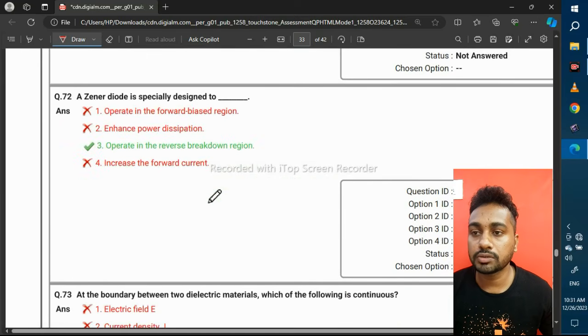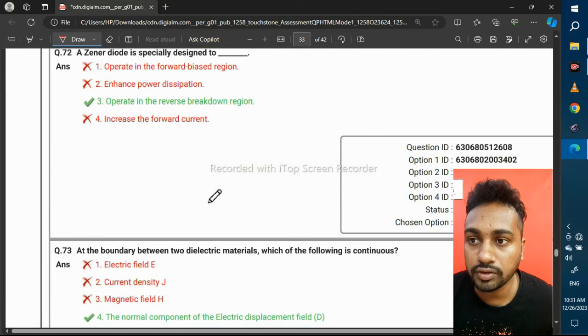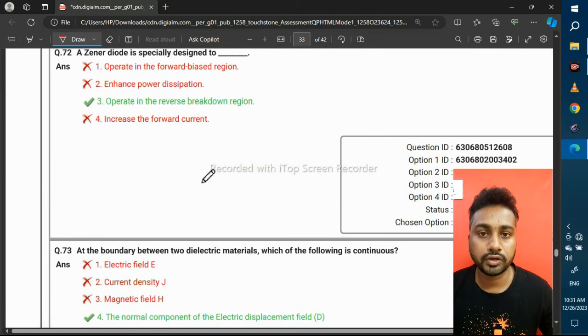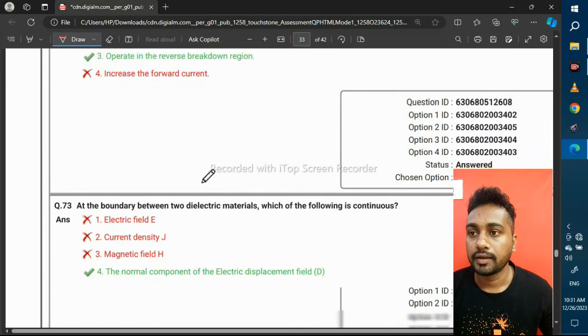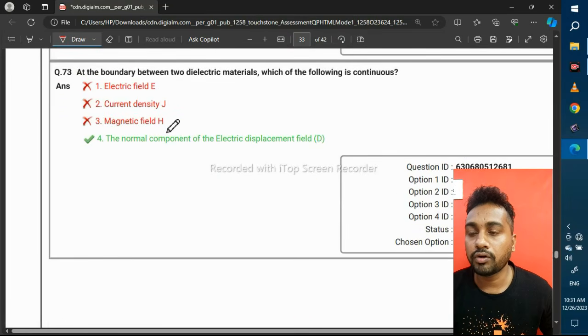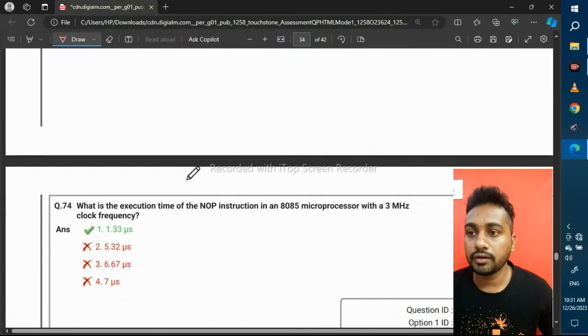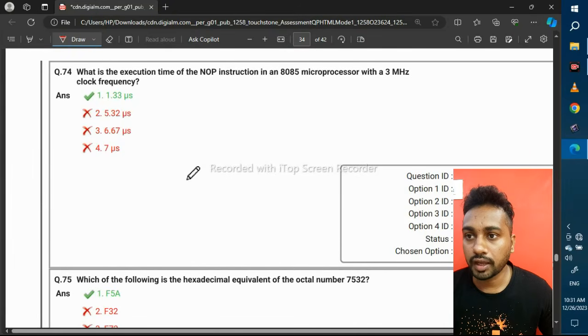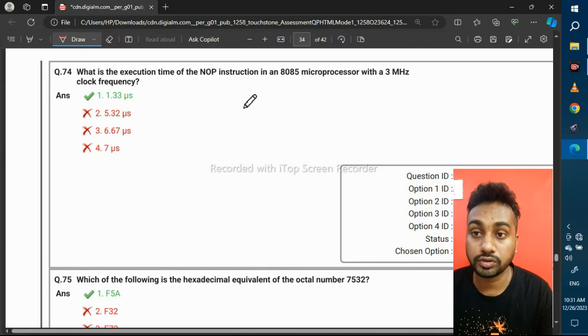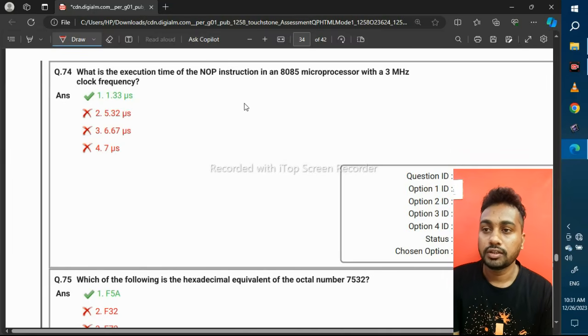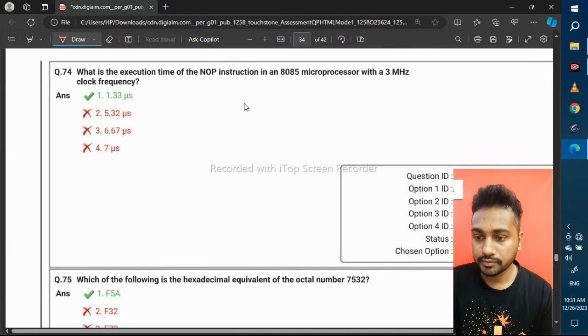A Zener diode is especially designed to operate in the reverse breakdown region. Everyone knows this thing. And at the boundary between dielectric materials, which of the following is continuous? The normal component of the electric displacement field. This is also right. What is the execution time of the NOP instruction in the 8085 microprocessor with 3 megahertz clock frequency?